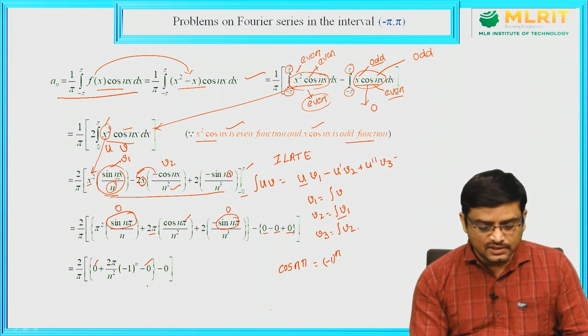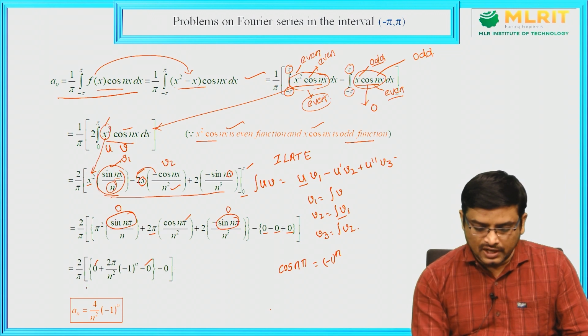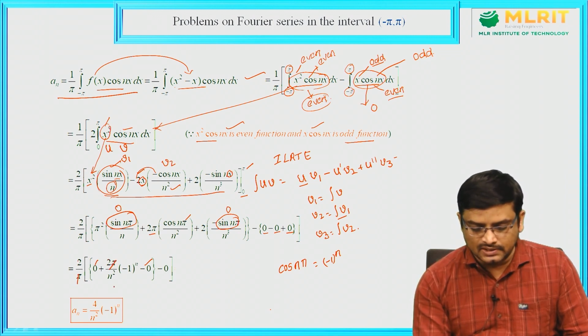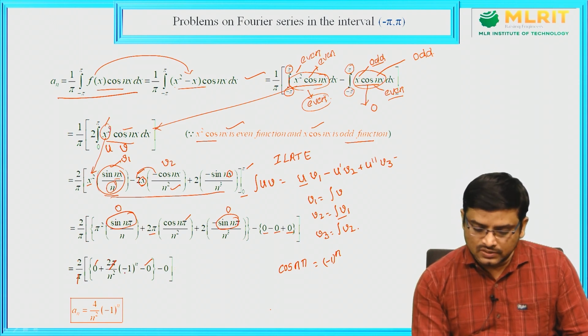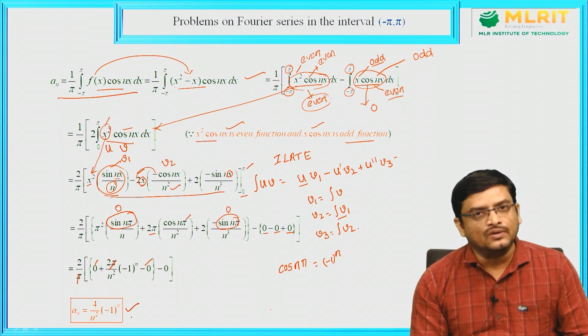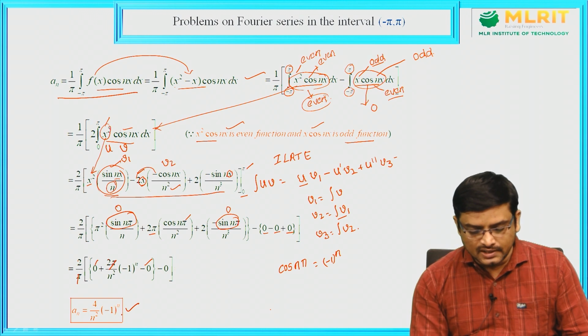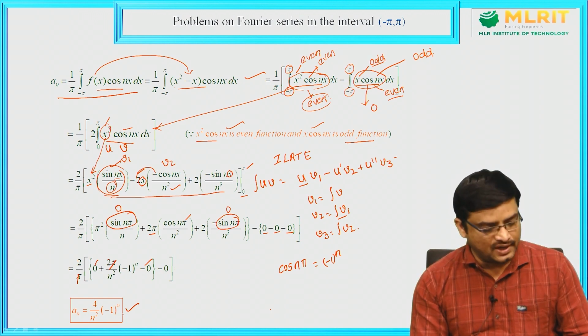Now simplify this, and we will get our required an value here. So for an, 2 into 2 is 4. This pi and this pi get cancelled. So in the denominator we will get only n square, and the next one is multiplication with minus 1 whole to the power of n. So this is the way we can find that an value here. So we got an is equal to 4 by n square into minus 1 whole to the power of n.